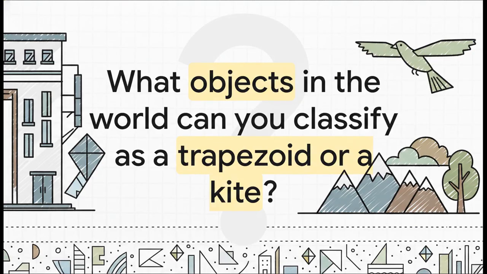You know, this isn't just about lines on a piece of paper. These shapes are literally everywhere you look, in buildings, in art, even in nature. So now that you know the rules of the game, I have a challenge for you. The next time you see a four-sided object, ask yourself, is that a trapezoid or is it a kite? Happy hunting!